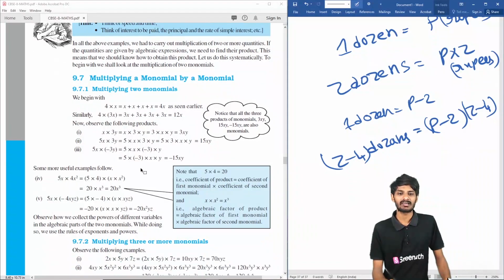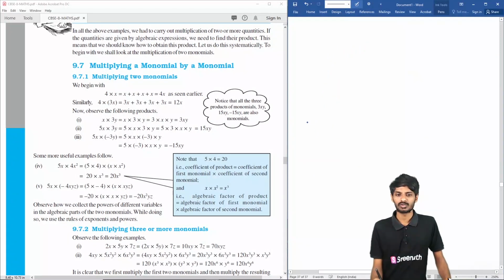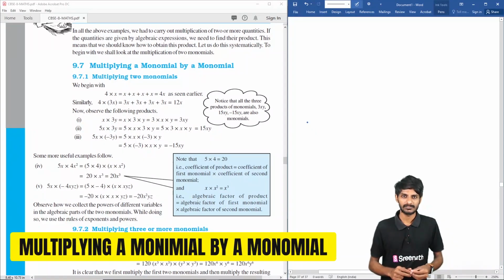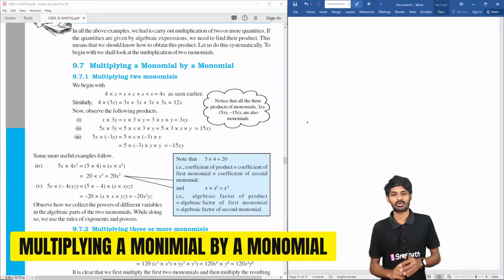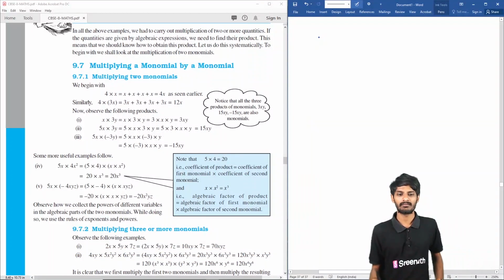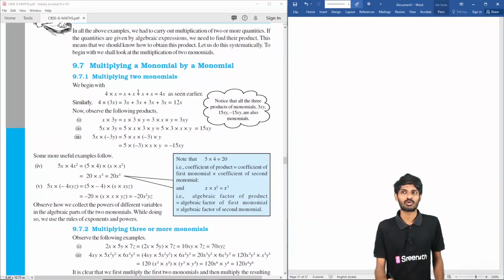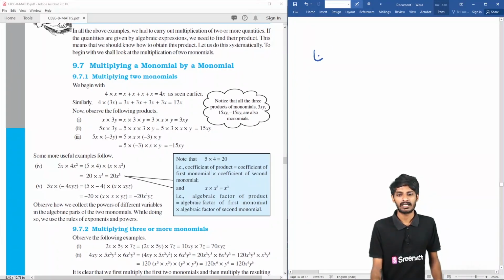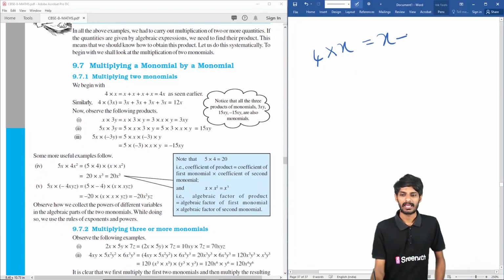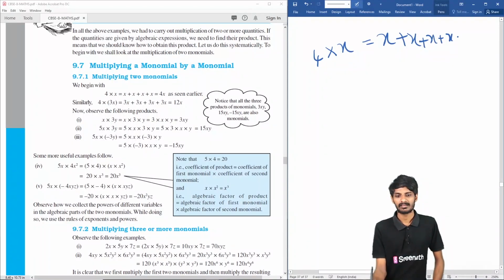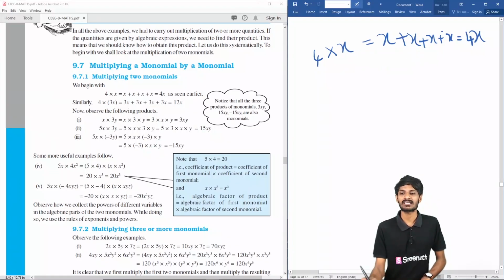So now we will start our discussion regarding how to do the multiplications. How to multiply a monomial by a monomial. The first case we are going to see is multiplying two monomials. Suppose there is 4 into x. 4 is a term and x is also a term, which is nothing but x plus x plus x plus x, which is 4x. So multiplying 4 with x is nothing but writing the x 4 times, and it is simply 4x.